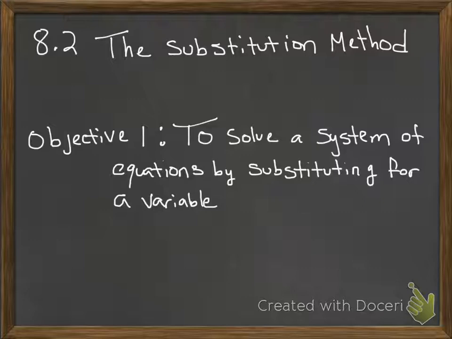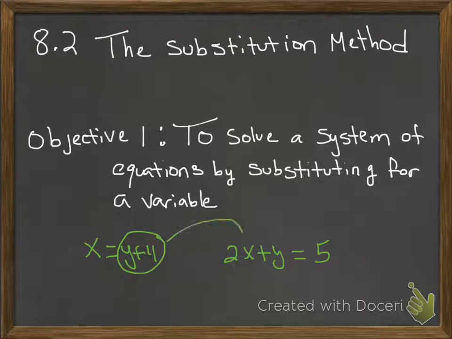The first objective here is to solve a system of equations by substituting for a variable. That is, if I have x equals y plus 4, and I have the equation 2x plus y is equal to 5, I can plug this entire piece in for my x.